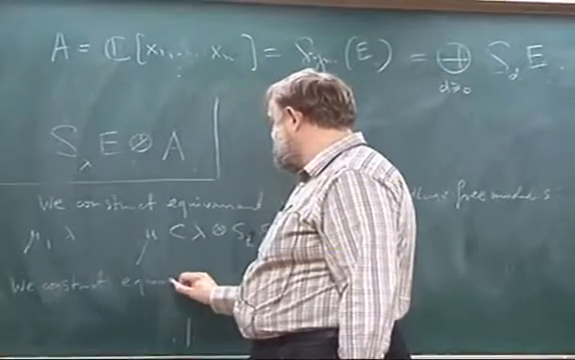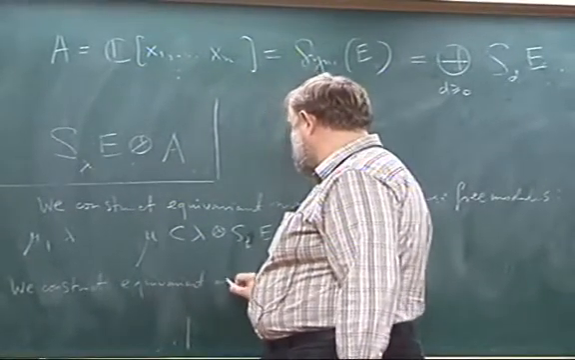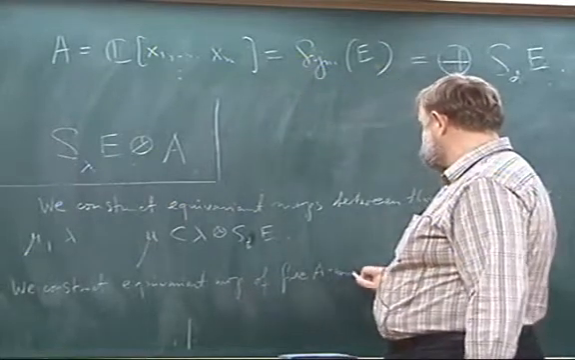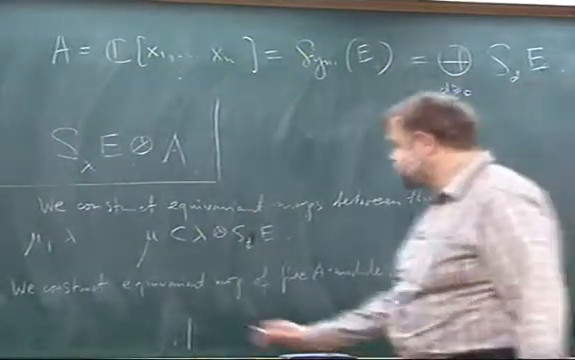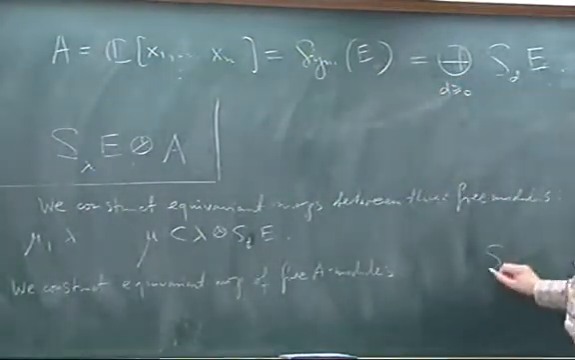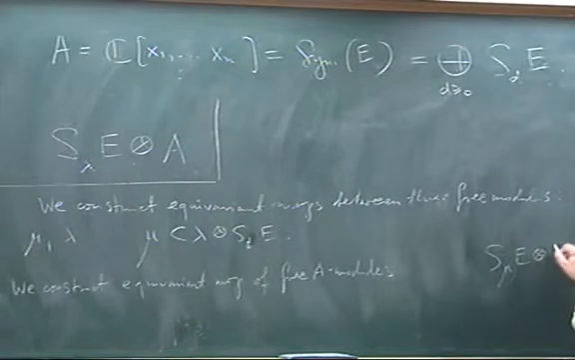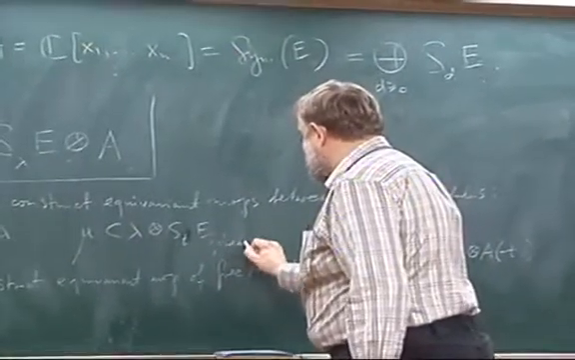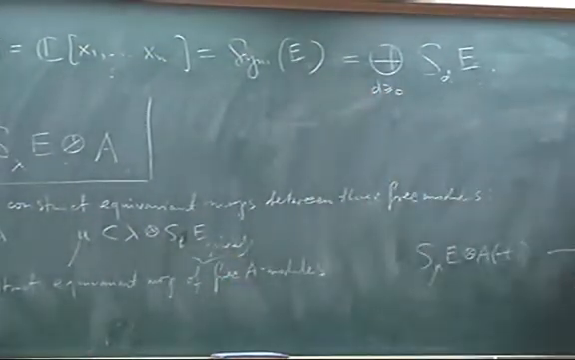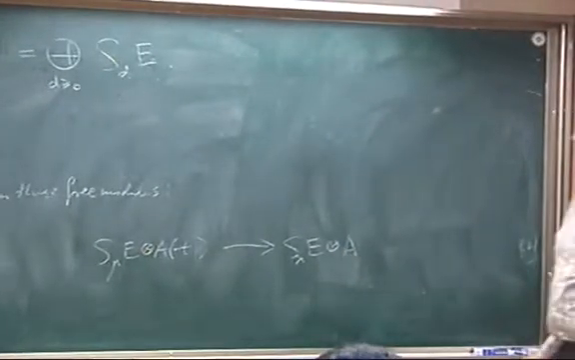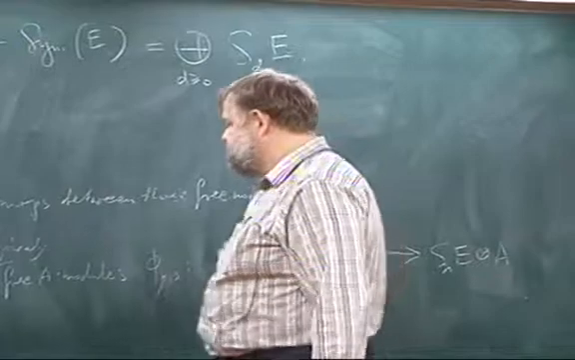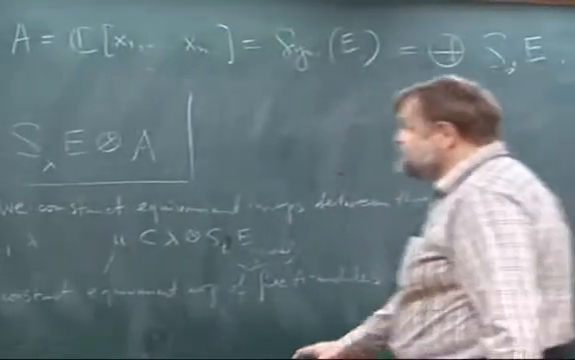an equivariant map of free modules, A modules, from S_mu E tensor A, and I should write graded, into S_lambda E tensor A, and let's call this map phi_{mu lambda}, as follows. So we construct this map as follows.